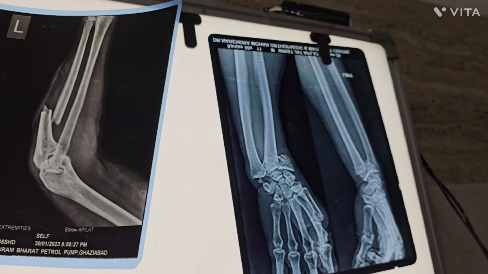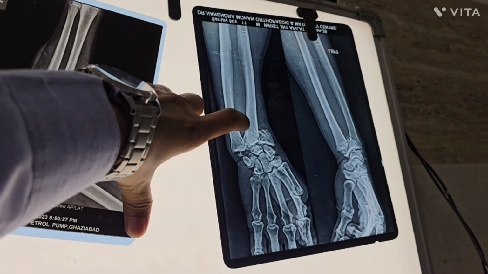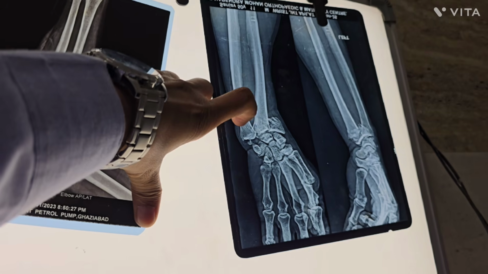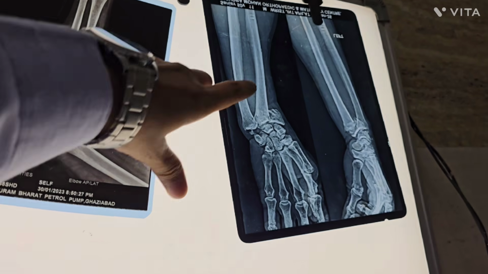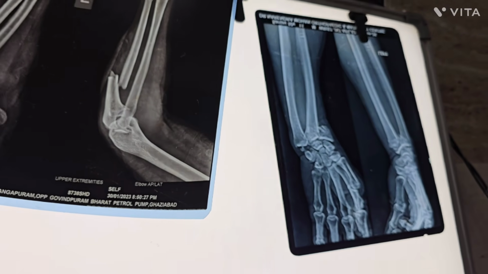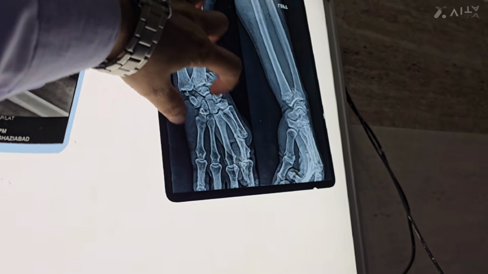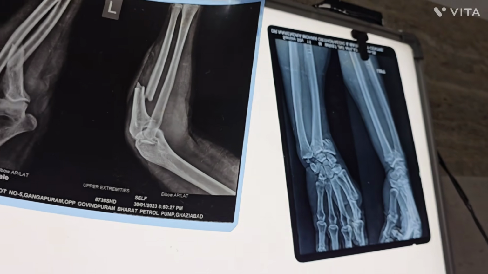Closed reduction and casting. Firstly the patient will come to you. You can do closed reduction and a slab. If the fracture is reduced, then after 7 days you can do the casting. If the fracture is not reduced after the closed reduction, you can do closed reduction and external fixator, or you can do the volar plating. Okay.